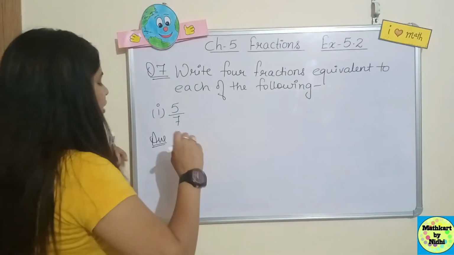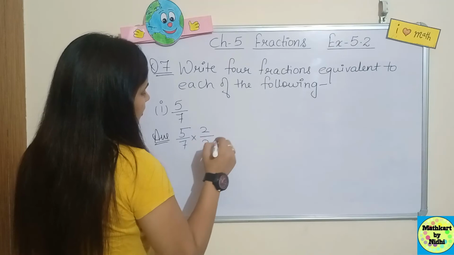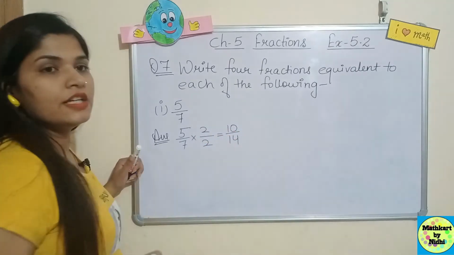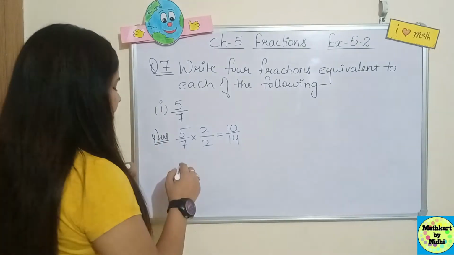So here, first of all I am taking the number as 2. 5 2s are 10, 7 2s are 14, right? So here we can take any number of your choice. I am taking 2, then I am taking 3.